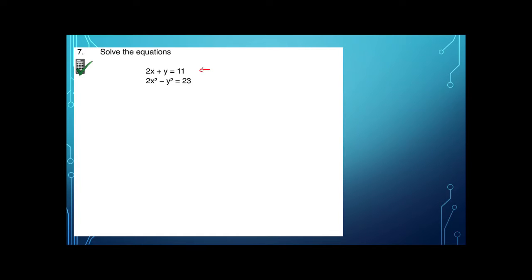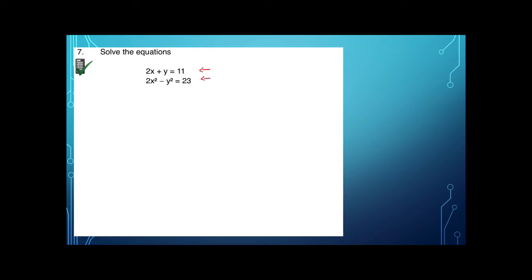So we have a straight line, and this here is some kind of a curve. It's got x squared and y squared in there. And we're trying to find if they intersect, and if they do intersect, where do they intersect? Where are they simultaneous? So we're solving these simultaneous equations.